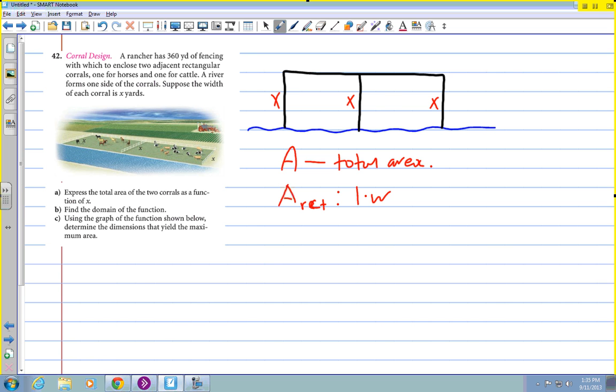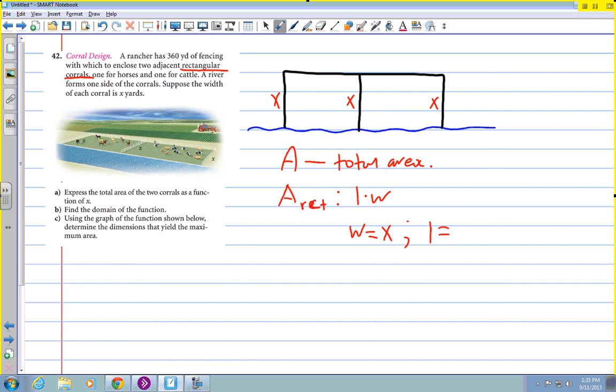Well, what is one side? X. Okay, so one side is x. Is that length or width? Width. So width equals x. How about the length? What is length equal to? 2x? Well, no. Those are not squares. Those are rectangles, right? The fence encloses 2 adjacent rectangular corrals. So they're not squares, right?